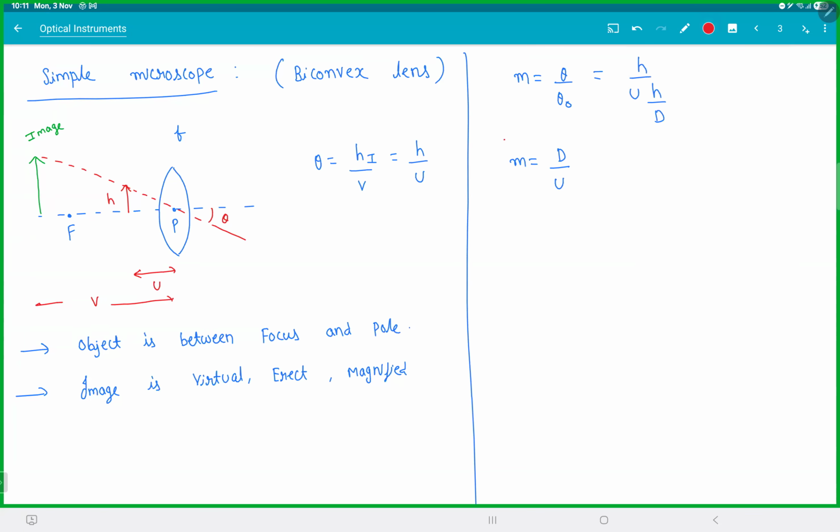Now here we have two cases. Generally, when they ask about magnification, they'll ask you these two cases. The first case is your normal adjustment. They'll directly ask you: what is the magnification of a simple microscope in normal adjustment or far point? The meaning of far point is that the image which forms is at infinity.